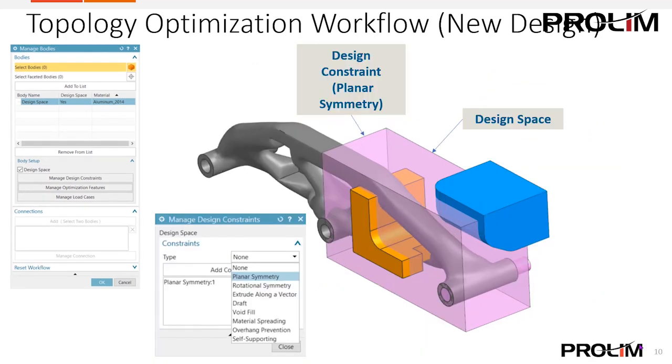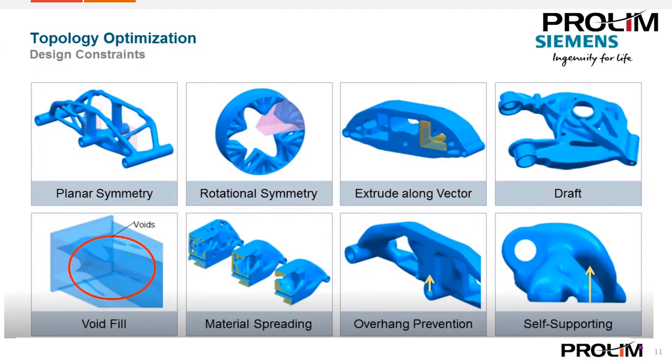Our next step was to add some design constraints. We added a planar symmetry so we'd have a symmetrical part. We do have other choices there, and some of those choices include rotational symmetry, extrude along vector, draft, void fill, material spreading, overhang prevention, and self-supporting. Many of these have come about due to 3D printing, such as void fill and overhang prevention. These are other constraints we can add later on to our design if we choose to.